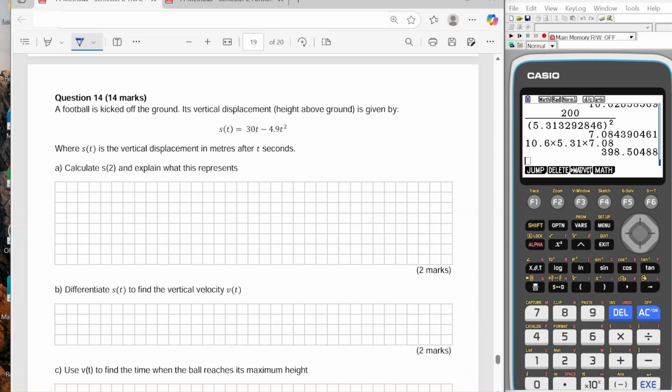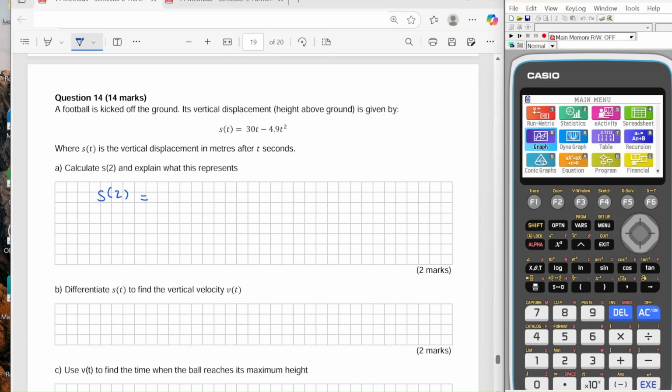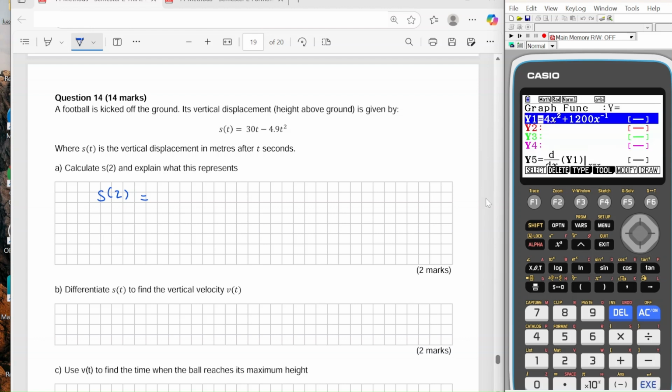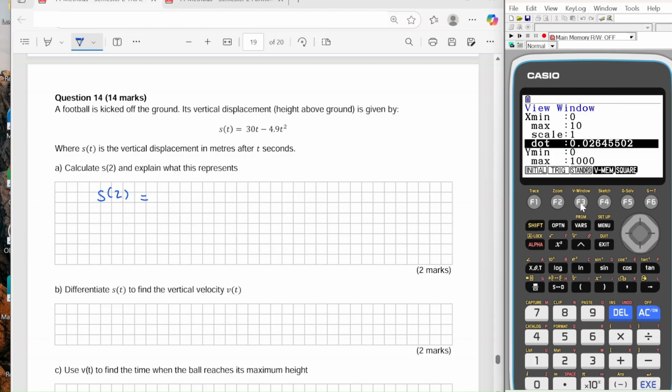Okay, kinematics, calculate S of 2. So S of 2 equals, now I'm just going to get this graph straight away because almost always in kinematics questions, you're going to want a graph of this thing. So 30x take 4.9x squared. All right, so let's fix our window. So 0 to 10 or 8 maybe, and then 0 to 20. See if that does it.